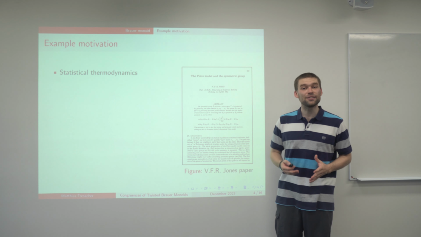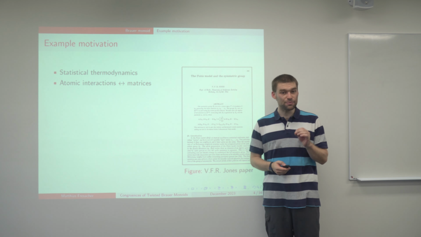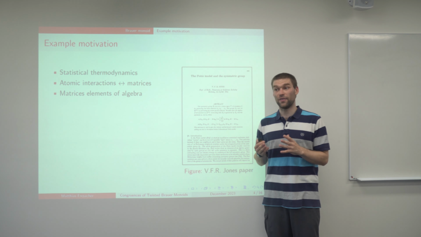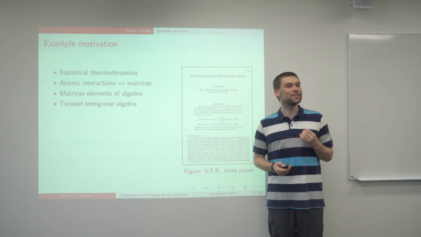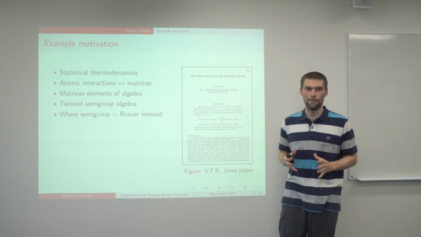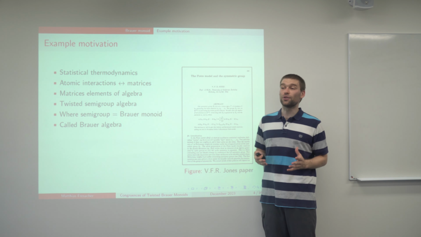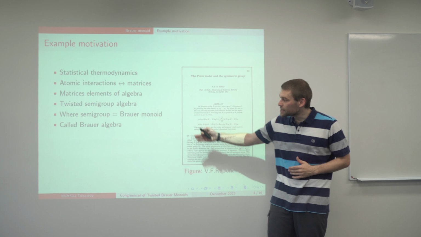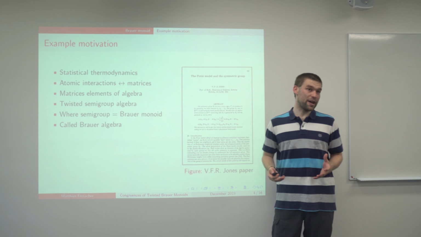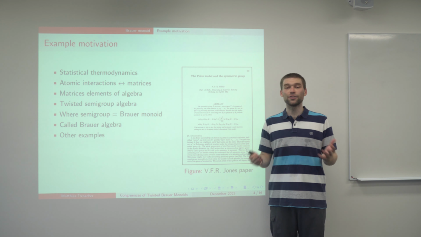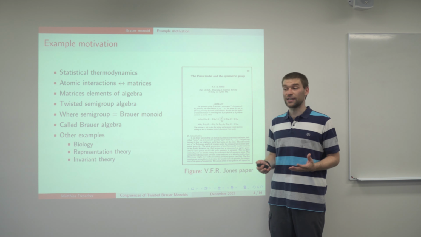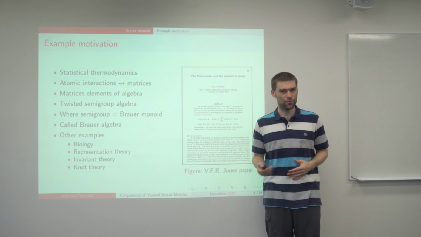And this comes from statistical thermodynamics, where the interactions between atoms are modeled by matrices. And these matrices are actually elements of an algebra, specifically a twisted semigroup algebra. And that semigroup is actually the Brauer monoid. And this whole construction is usually called a Brauer algebra. So we can see if we understand more about the Brauer monoid, we gain insights into statistical thermodynamics in this example. And this is not the only example. There's others in fields such as biology, representation theory, invariant theory, and knot theory, just to name a few.